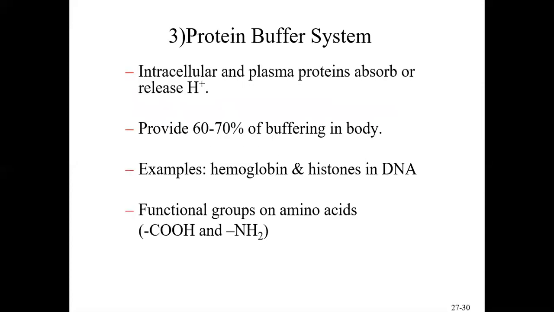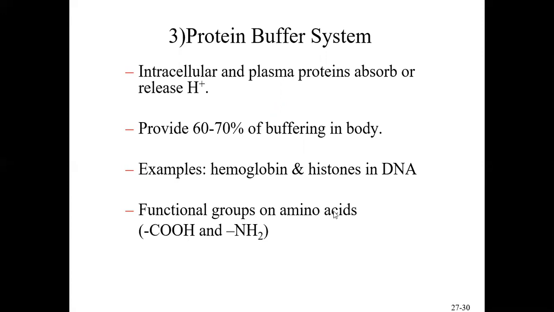Then number three is the protein buffer system. Proteins act as natural buffers. Many times you find these inside of the cell or inside of your blood plasma. You have different proteins inside the plasma, and they help to naturally balance out the acid and base levels, the acidity levels inside of the body. That's because they naturally have an acid group.